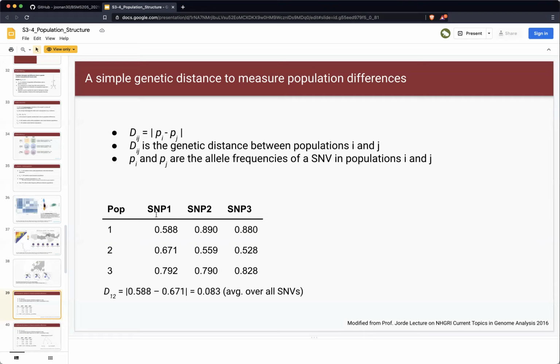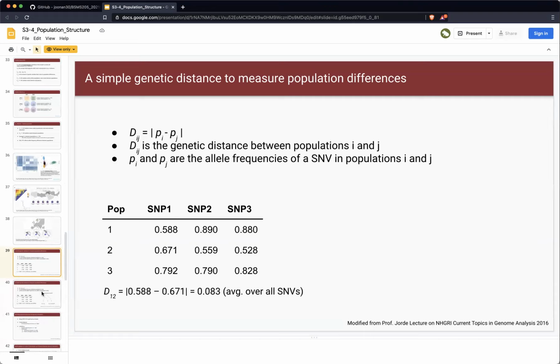So if you're using SNP1, then you can measure the differences between population 1 and 2, 1 and 3, or you can use SNP2, you can measure the differences between population 1 and 3. Or you can measure the differences across the SNPs and you can average out their differences between populations, right? So if you think about this distance, then you can easily think about the way of the coalescence situation.